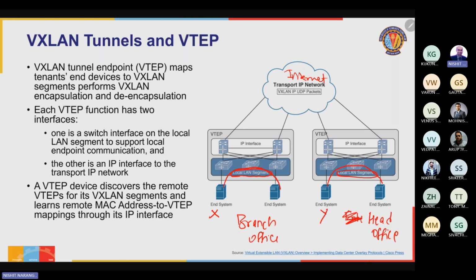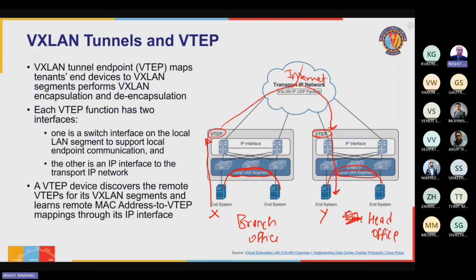Yes, I can bring in a VTEP in the branch office. I can have a VTEP in the head office. X will send a frame to the VTEP. The VTEP will encapsulate it and send it over the internet, just like we were sending it over the data center network. It will reach the destination VTEP, and that destination VTEP will then decapsulate it and send it to the end system. So VXLAN is a very generic protocol.